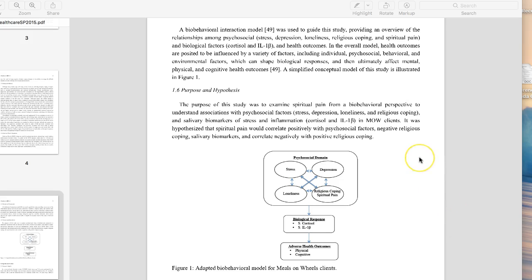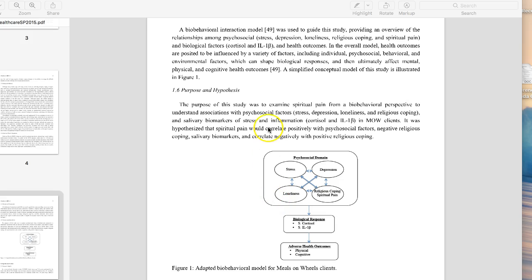Actually, this is from one study that I did 2 papers on. So this paper specifically focuses on just spiritual pain because it was different, and so I wanted to have it out by itself. My other paper is pretty much the same paper, except I focus more on stress, depression, loneliness, and religious coping. So this model is a part of a much bigger model.